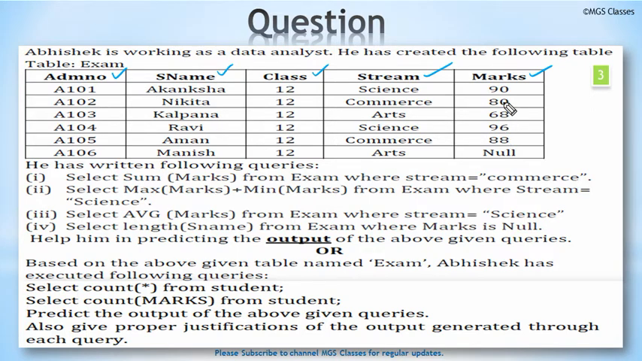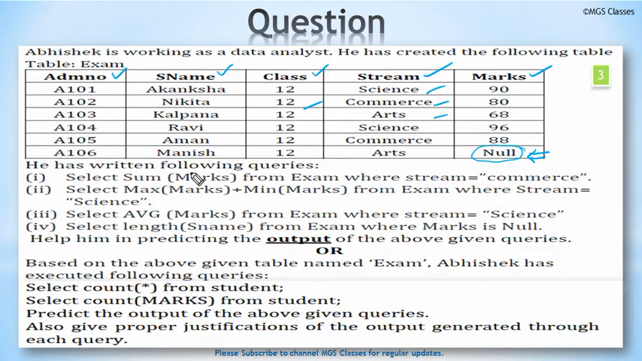You need to consider some special value, that is null is also there, so you need to take care of the null whenever you are writing the output or writing the query. The null value you should see carefully, because its handling is a little bit different from the normal values. Stream is given as science, commerce, arts, you can see it. Class is 12, name is given and admission number is given.